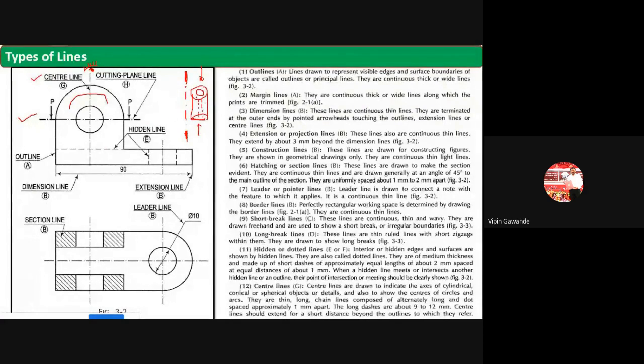And the hidden object is what? It is a hidden object. It is represented by means of dotted lines or the hidden line. This is called the hidden line.